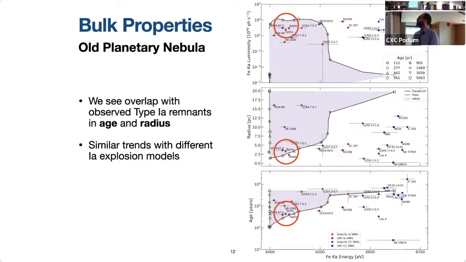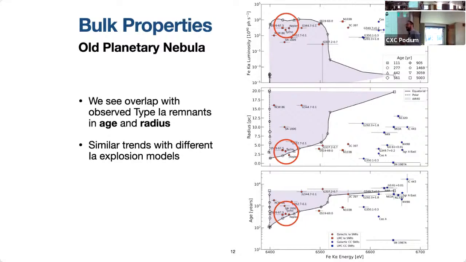So what about the other bulk properties? Up top again, we have the iron K alpha luminosity, but I've added two more plots to this Yamaguchi plot. I have the radius and then I have the age. And we see the same overlap. I've circled the same three objects, so 509, Kepler, and Tycho. And so we're about bang on with this old planetary nebula model.